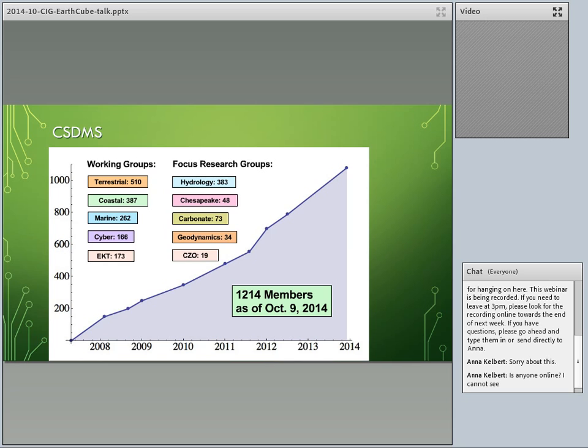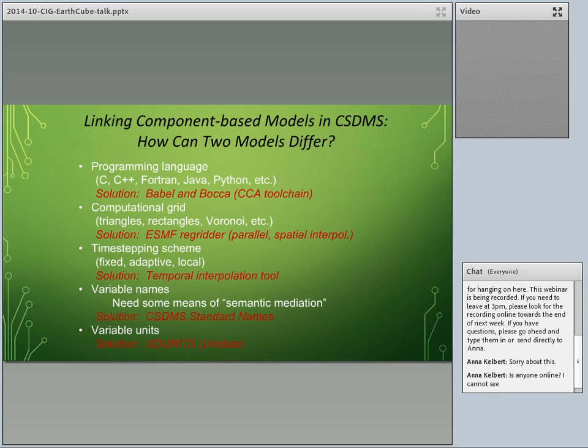It's a large community of over 1,000 members as of today. They have multiple ways to make models talk to each other. So how can two models differ? There could be differences in the programming language, in the computational grid, time-stepping differences, the variable names, and the variable units. And all of these require intermediate solutions.